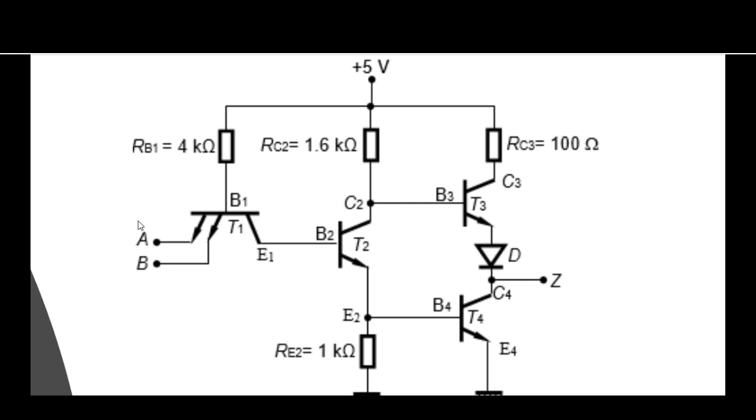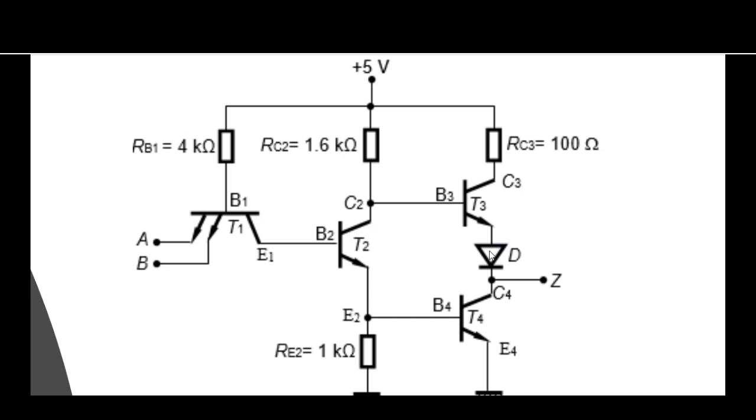Case 3. Let A equal to 1, B equal to 0. This case will also follow in a similar manner as case 2. Again, T1 will turn on, which drops the collector voltage of T1, directly coupled to the base of T2. T2 will turn off, which makes sure the collector voltage is nearly equal to 5 volt, directly coupled to the base of T3. T3 will turn on, which makes sure that 5 volt appears at the anode of the diode D and through the diode at the output Z.